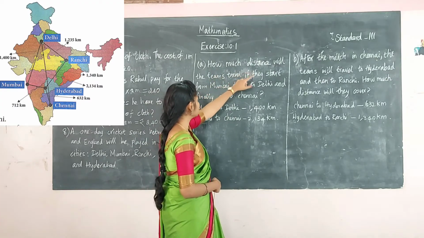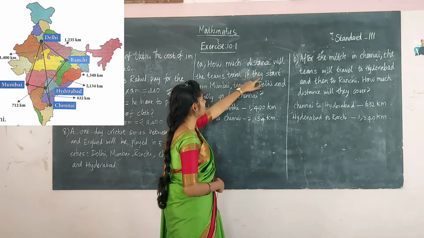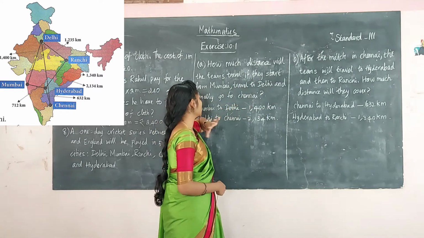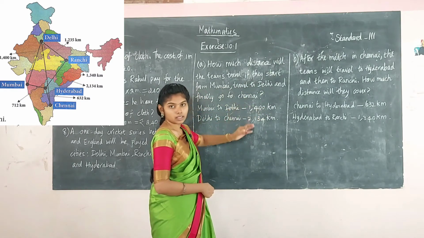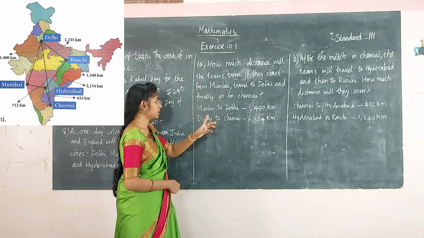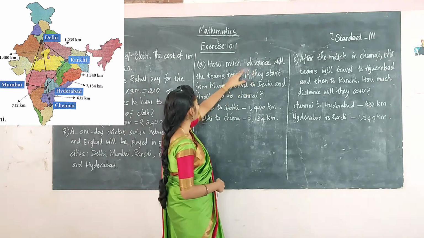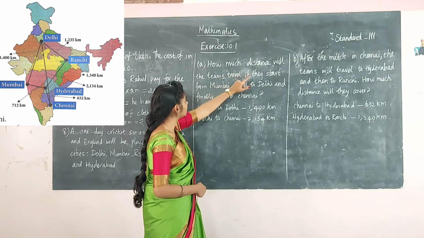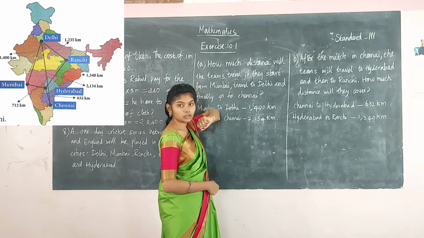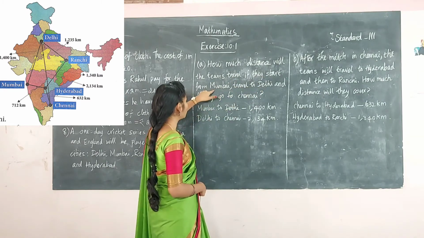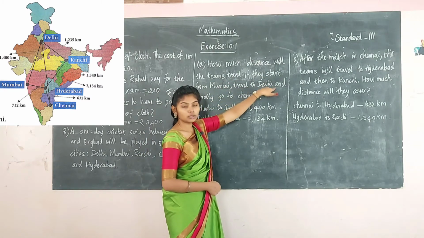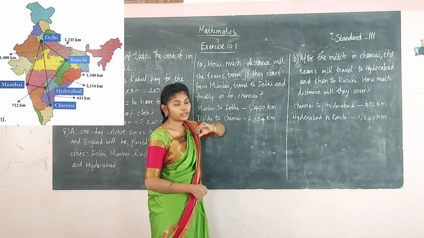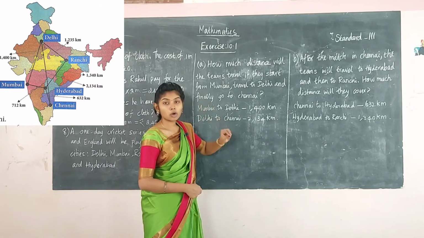So how much distance will the teams travel if they start from Mumbai, travel to Delhi and finally go to Chennai? So in the map there is a distance for every city to city. So they started from Mumbai to Delhi, how much distance will the team travel? That is what you are going to find. They start from Mumbai, travel to Delhi. So the distance from Mumbai to Delhi is 1400 kilometer.